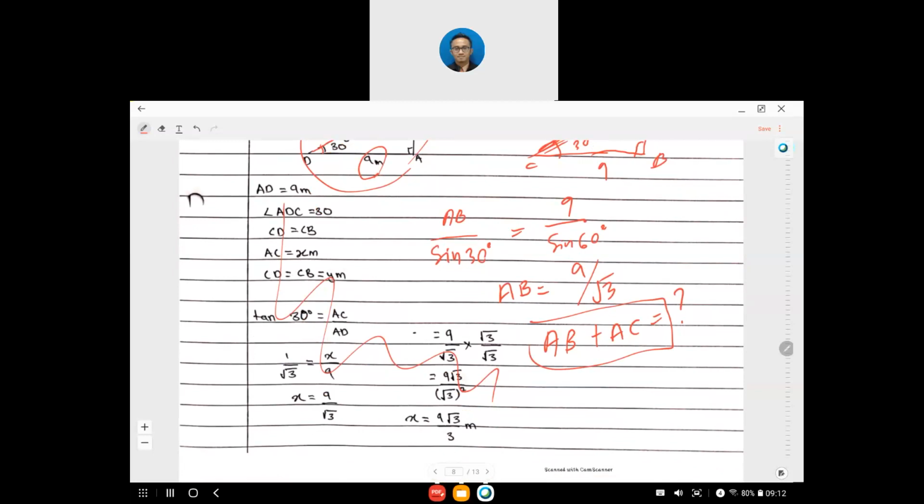Okay, so you need to find first what is AC. AC over sine 90 degrees equals 9 over sine 60 degrees. So you can get AC. AC equals 18 over 3. So you can get this value AB plus AC by summing these values. So your final answer supposedly 9/3. So this is your final answer.